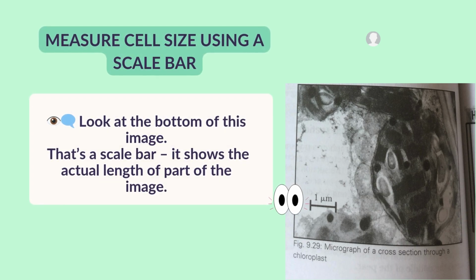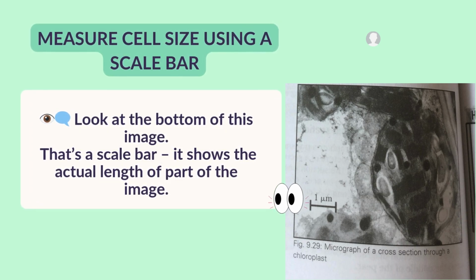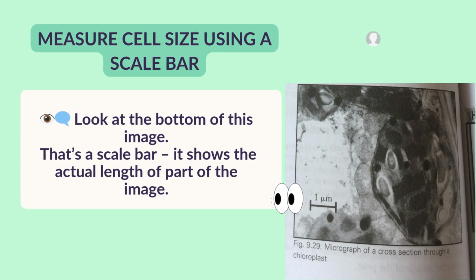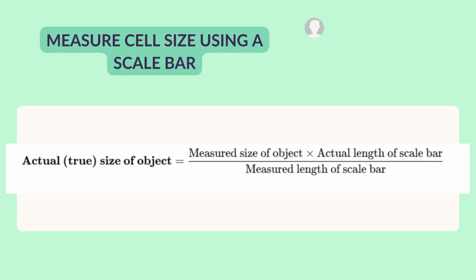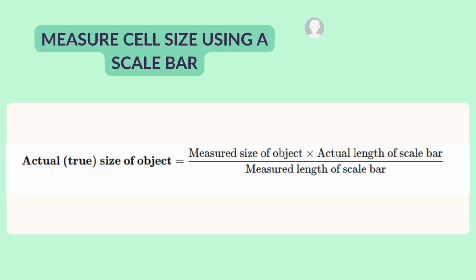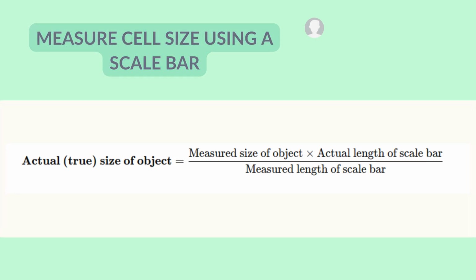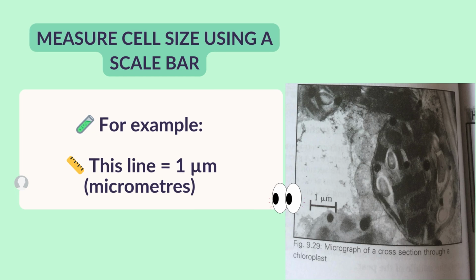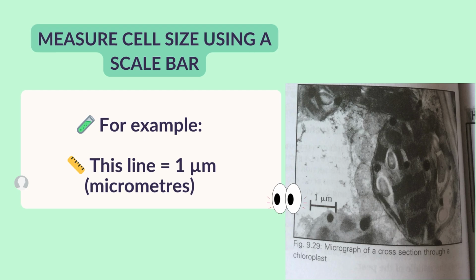So sometimes there is a question where a scale bar is given and we can work out the size of the cell. Look at the bottom, there is the scale bar. It's very important because we're going to use it for our calculations. This is the formula that we are going to use to substitute our measurements in. What you can also do is work it out step by step, whichever method is easier for you.